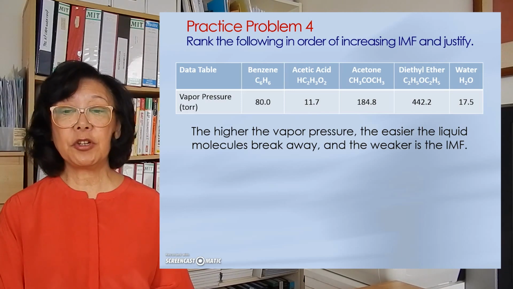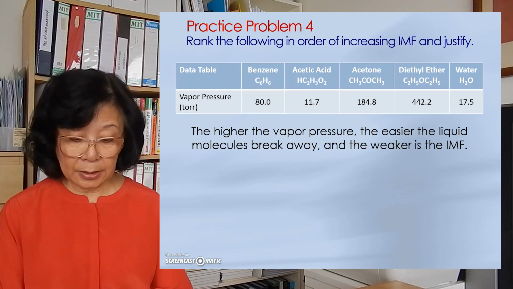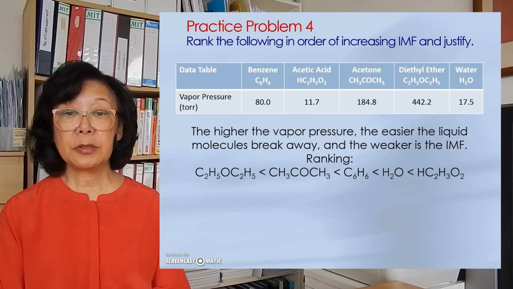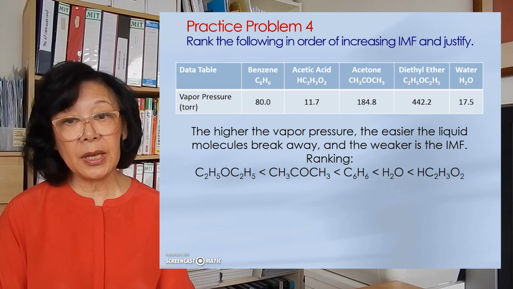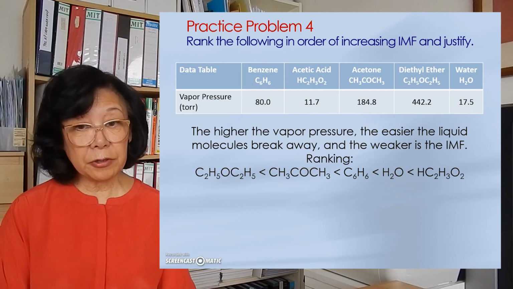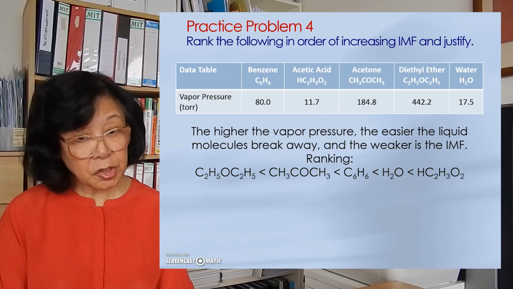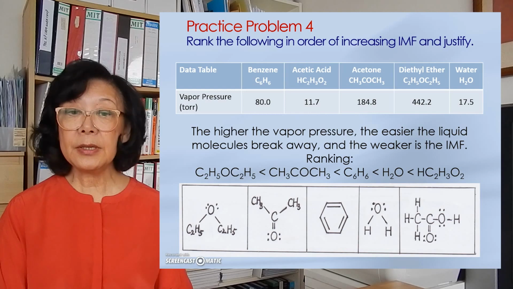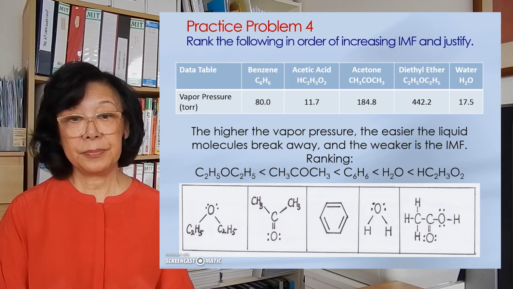The higher the vapor pressure, the easier it is for the liquid molecules to break away, and the weaker is the intermolecular force. So the ranking is that acetic acid is stronger than water, which in turn is stronger than benzene, and stronger than acetone, and then stronger than diethyl ether. And here is a diagram showing their structures.